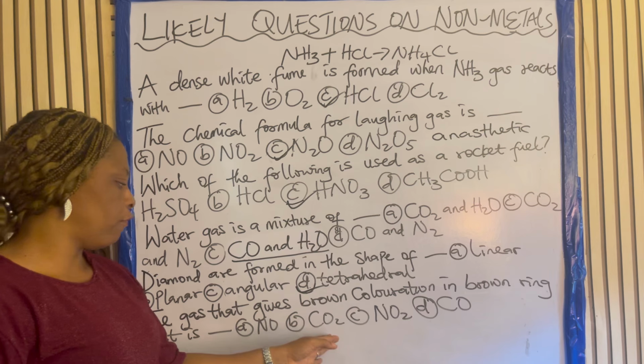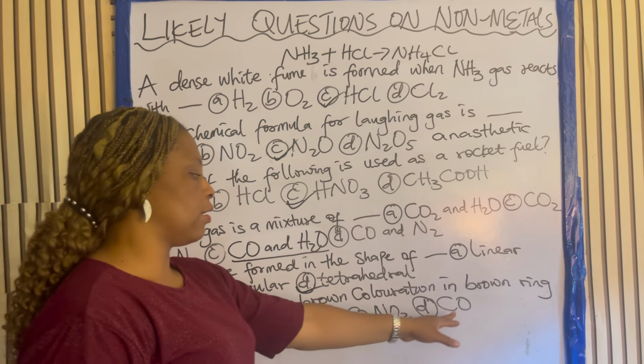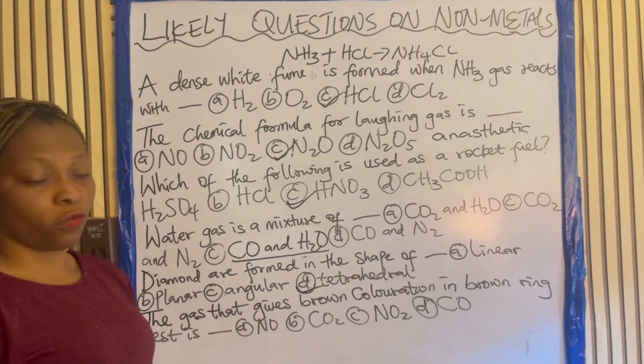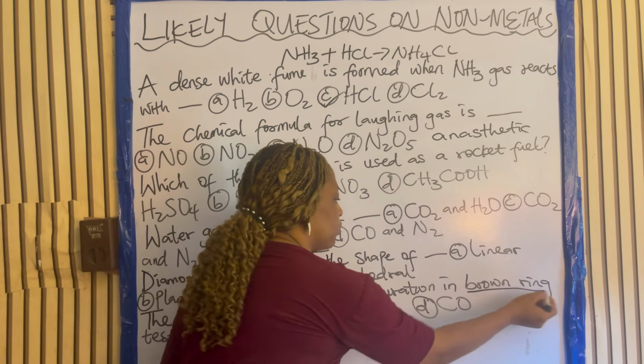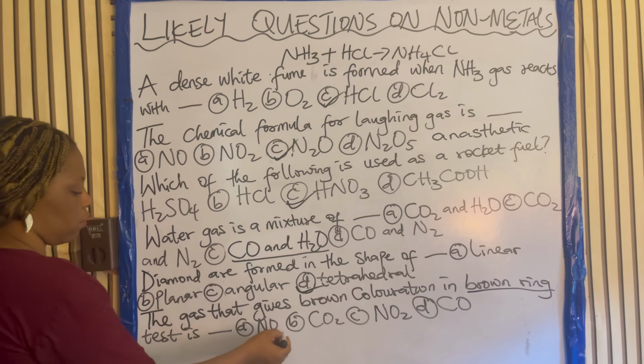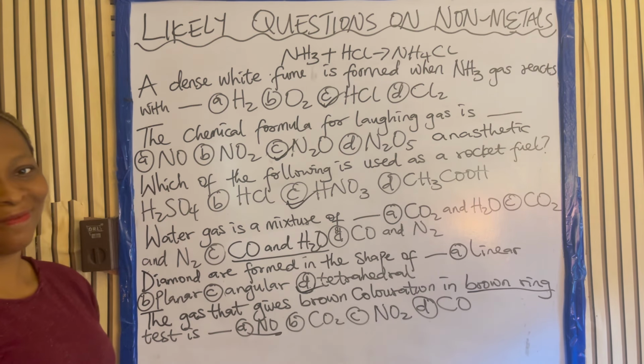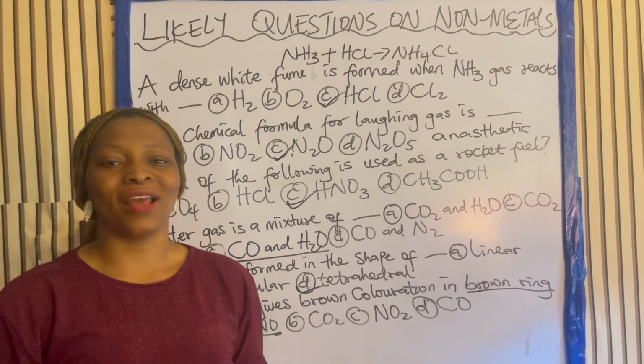The gas that gives brown coloration in brown ring test is what? Nitrogen 2 oxide, carbon 4 oxide, nitrogen 4 oxide, carbon 2 oxide. Of course, once you hear brown ring test, the answer is nitrogen 2 oxide.